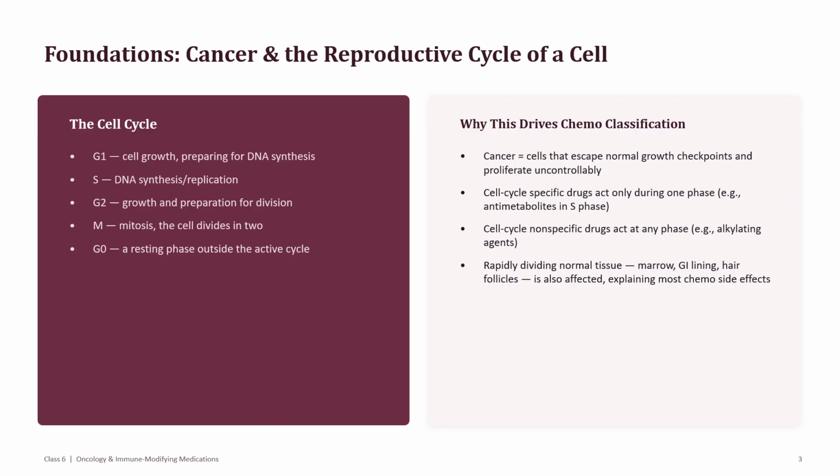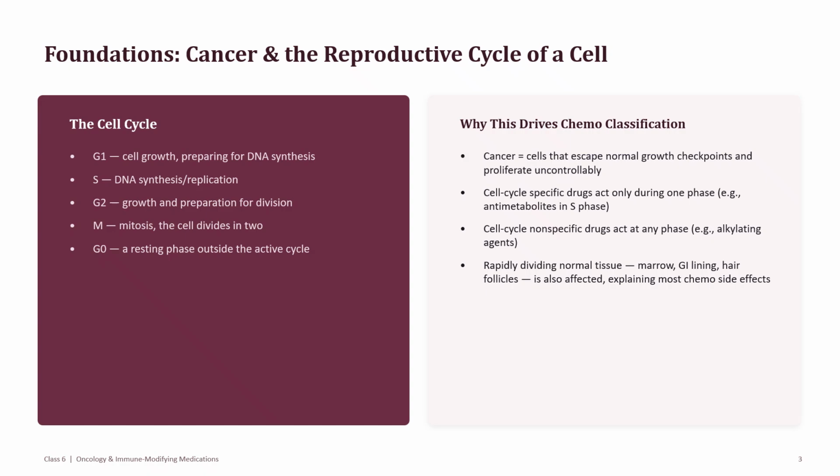So chemo can't read a name tag. It can't tell a cancer cell from a normal cell that just happens to be dividing quickly. Cancer cells are cells that rapidly divide. They've somehow sneaked past the checkpoints that they're supposed to go through, and they are rapidly dividing. Now, there are good cells also that follow the same pathway, that rapidly divide.